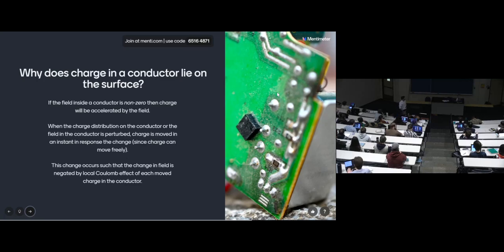Suffice it to say, if that is a whole bunch of verbal jargon in your opinion and you don't follow what's going on, what I want you to understand more than anything else is that the electric field inside of a conductor in electrostatics is zero. The electric field inside a conductor in electrostatics is zero.